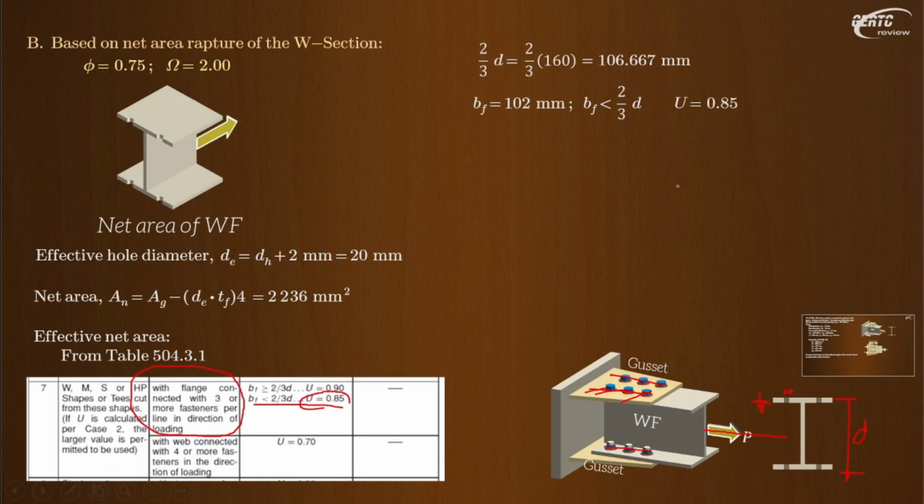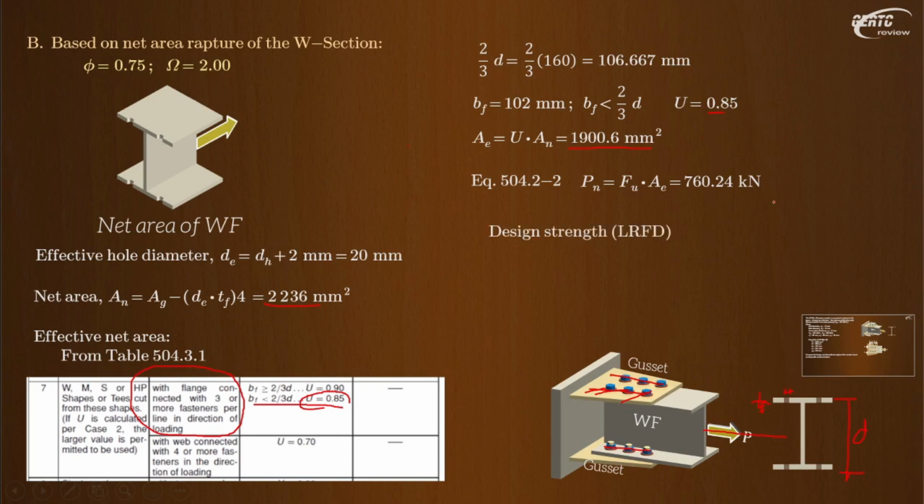Okay, that's it. Then finally, our effective area is equal to U times AN. Our U is 0.85 and our AN is 2,236. That will give us 1,900.6 square mm. Finally, we can now compute the nominal strength. Nominal strength, FU times AE. FU is 400 MPa and this is our AE. Substituting the values, we get 760 kN.